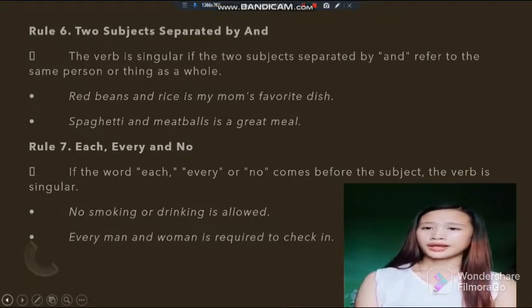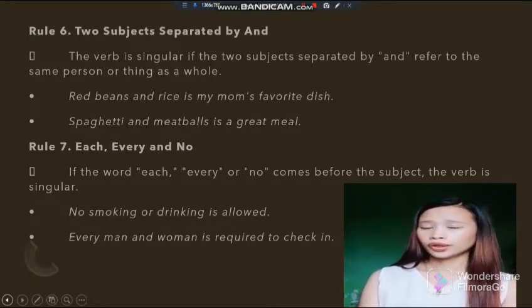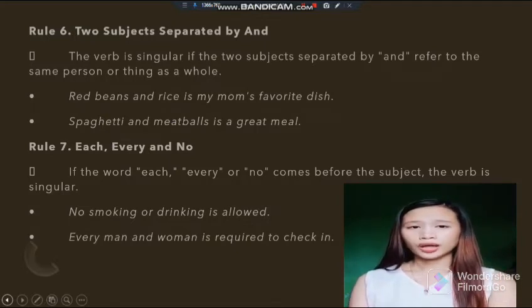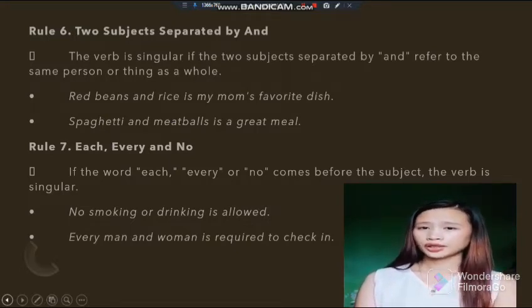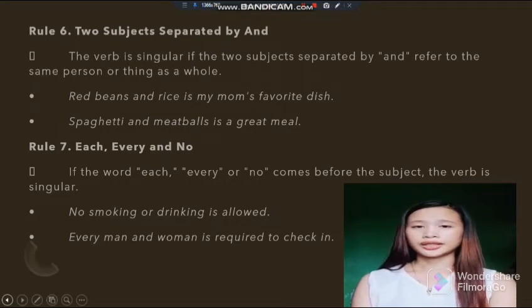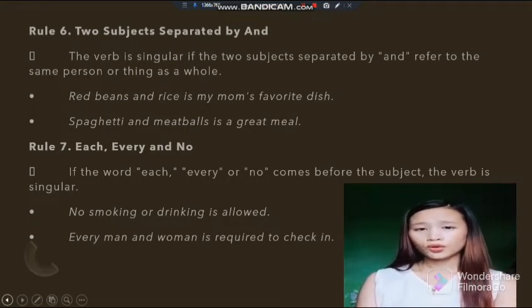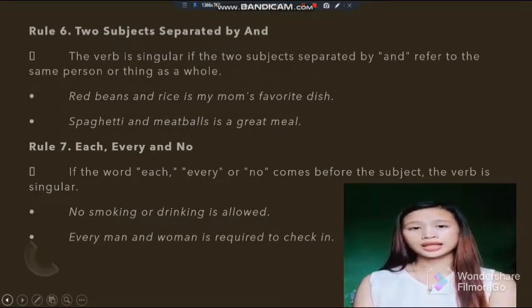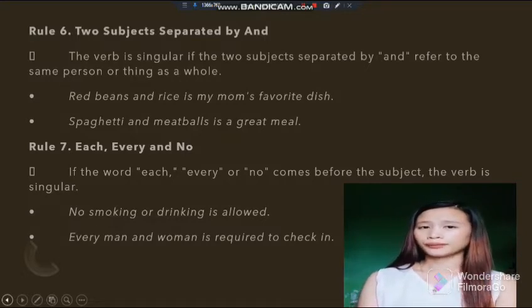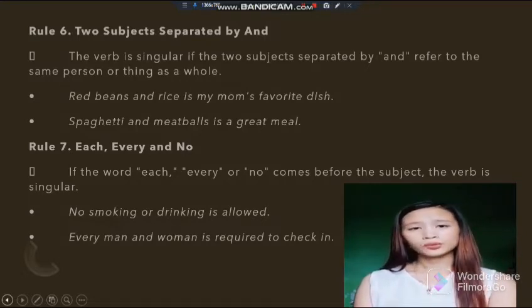Rule number 7, each, every, and no. If the word each, every, or no comes before the subject, the verb is singular. Example number 1, no smoking or drinking is allowed. Example number 2, every man and woman is required to check in.